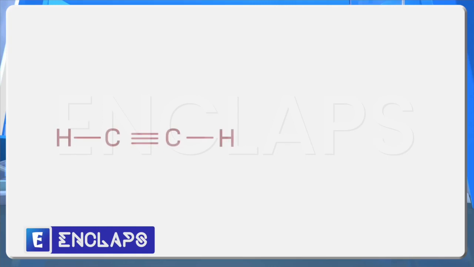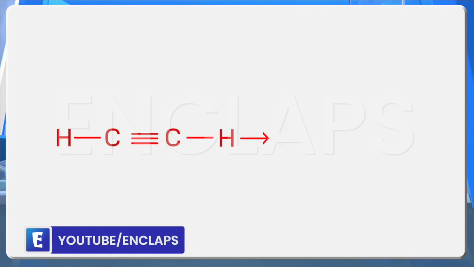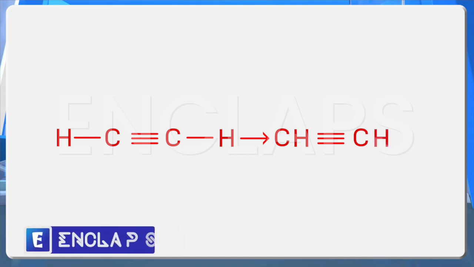Then in the third compound, first carbon atom C, there is only 1 hydrogen atom in that first carbon, right? So we get CH. Then there is a triple bond between the 2 carbon atoms. So put triple bond. That means CH triple bond. Then next carbon atom C. Then there is only 1 hydrogen atom in that second carbon. That means CH. So what is the condensed formula? CH triple bond CH.